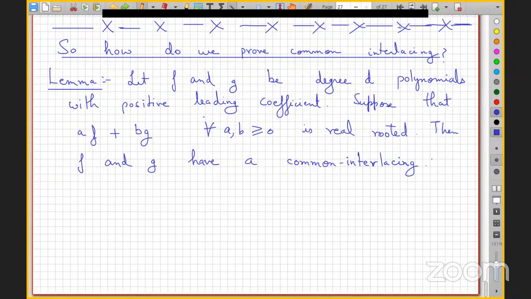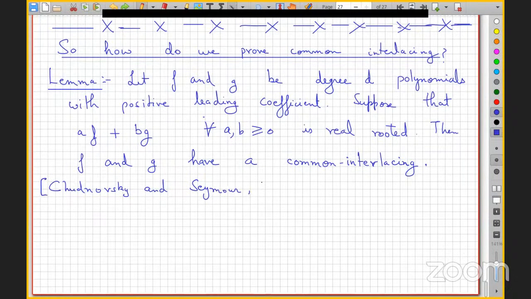Basically, they find a way of showing that some of these non-positive linear combinations are real rooted, and thereby getting these interlacings. But this lemma is well known. The proofs are mostly chasing signs, and they also use the continuity of roots. The version I will do is from Chudnovsky and Seymour, from the paper on the independence polynomial of claw-free graphs.